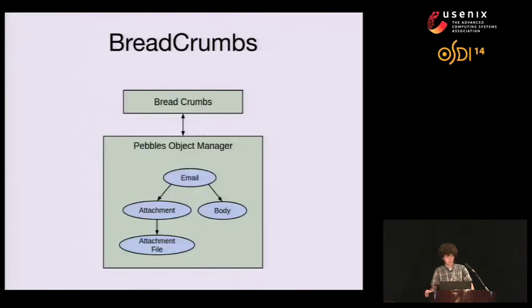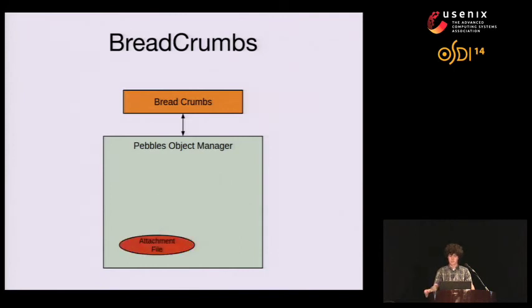So how does Breadcrumbs find the file left behind? Well, it obtained the object structure, the LDO, from the Pebbles Object Manager, and then after the user deletes the object, Breadcrumbs traverses the LDO to test if the data has been removed from the disk. And in this case, the attachment file is still left behind.